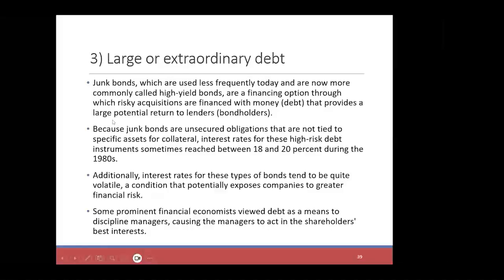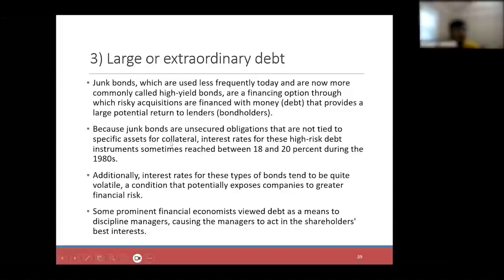And firms generally used to use, which are less frequently used today, but earlier they were more common, something called junk bonds. Junk bonds is, you issue some bonds to raise money. The problem with junk bonds was that they do not have collateral attached. Do you understand collateral? Right? Can somebody please define collateral for us?